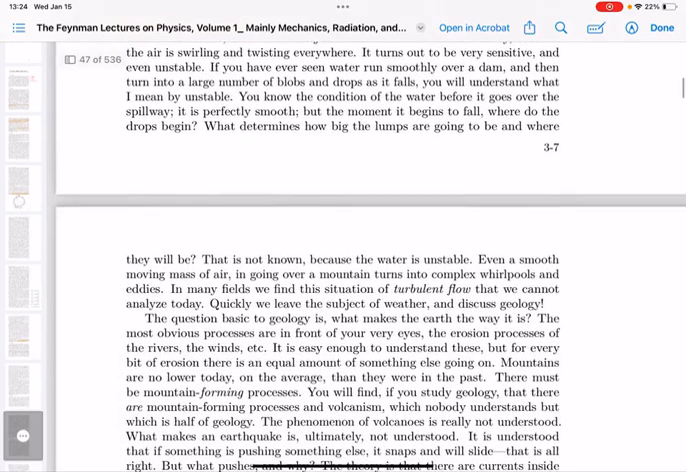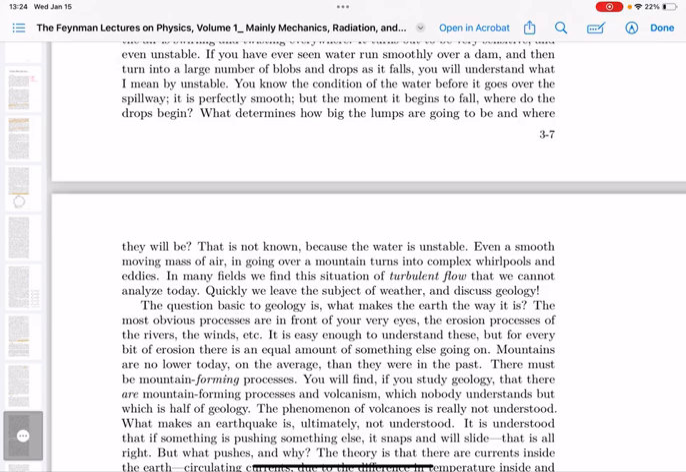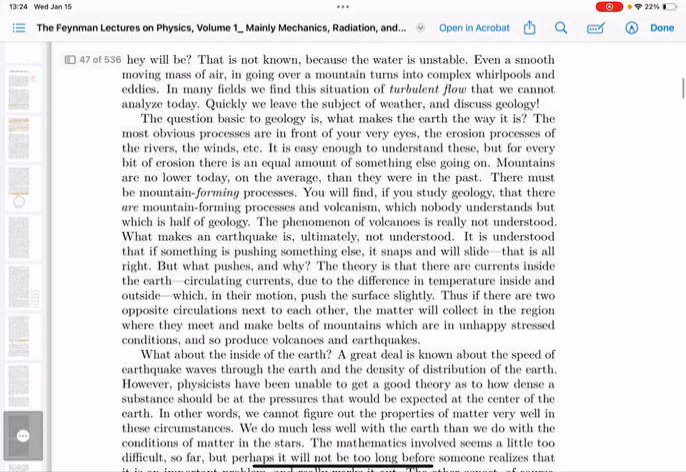If you have ever seen water run smoothly over a dam and then turn into a large number of blobs and drops as it falls, you will understand what I mean by unstable. You know the condition of the water before it goes over the spillway. It is perfectly smooth, but the moment it begins to fall, where do the drops begin? What determines how big the lumps are going to be and where they will be? That is not known because the water is unstable. Even a smooth moving mass of air in going over a mountain turns into complex whirlpools and eddies. In many fields, we find this situation of turbulent flow that we cannot analyze today.